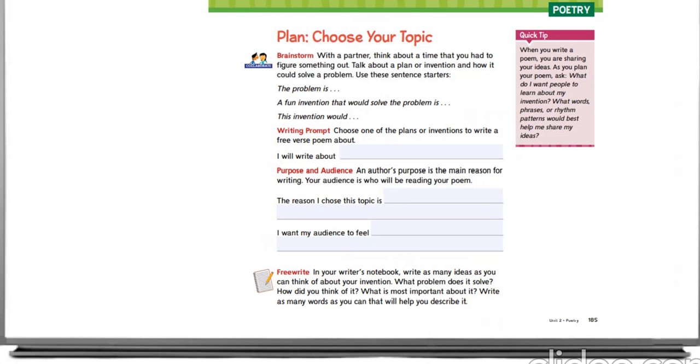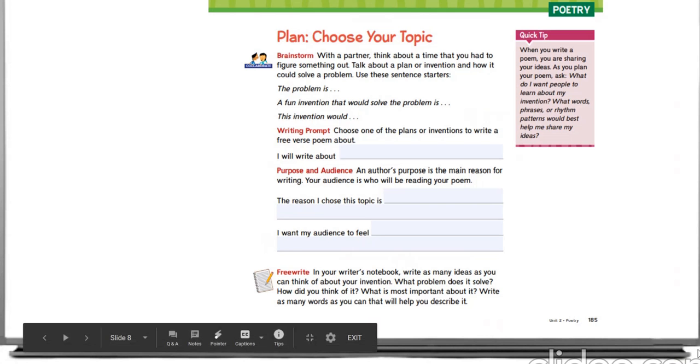Quick tip. When you write a poem, you are sharing your ideas. As you plan your poem, ask, what do I want people to learn about my invention? What words, phrases, or rhythm patterns would best help me share my ideas?